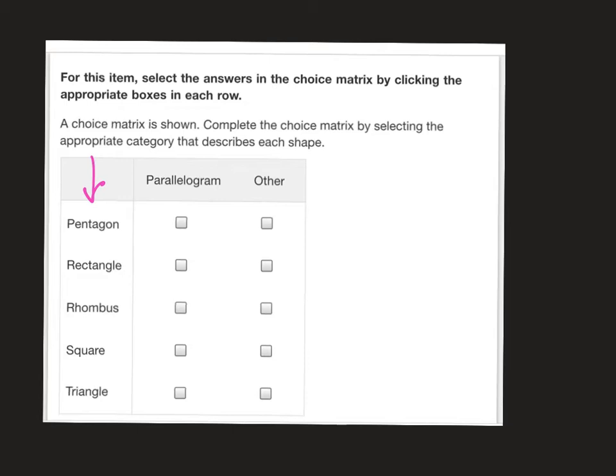For example, a pentagon. A pentagon has 5 sides, so we know it can't be a parallelogram because a parallelogram has 4 sides. So we're going to mark other for a pentagon. A rectangle, by definition, a parallelogram just has to have 2 pairs of parallel sides. So a rectangle definitely is that. A rhombus also has that, so it can be a parallelogram. It's just a very specific type of parallelogram. A square also can have that. The last thing, a triangle. Again, a triangle has 3 sides, so it cannot be a parallelogram because a parallelogram has to have 4. So it is going to be other.